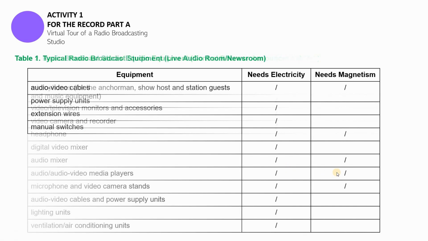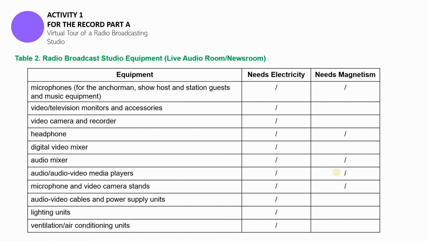For the second table, we have the following. So this is radio broadcast studio equipment, the live audio room or newsroom. We have the following list of materials and equipment. They are also classified or identified whether they need electricity, magnetism, or both.